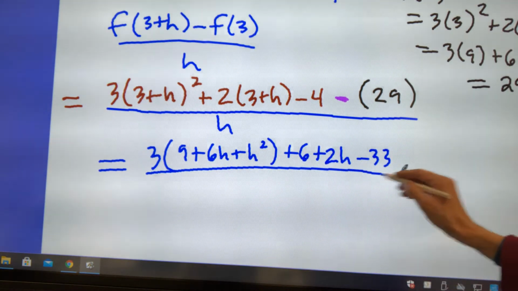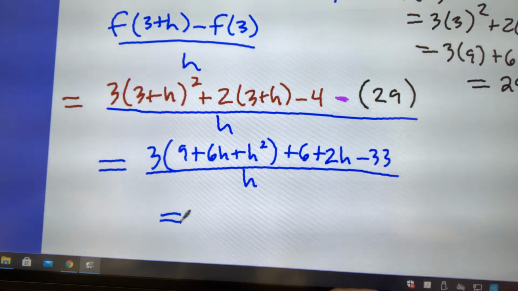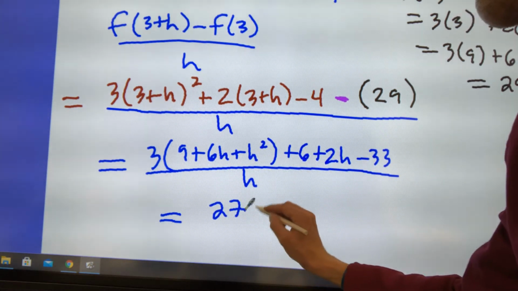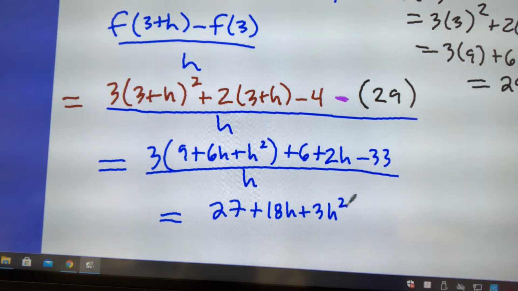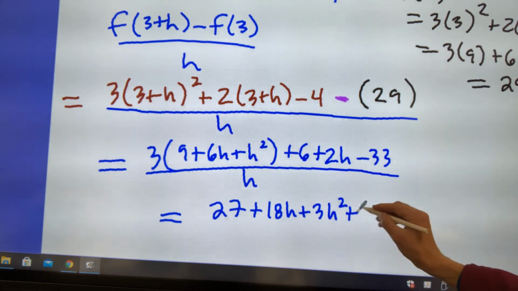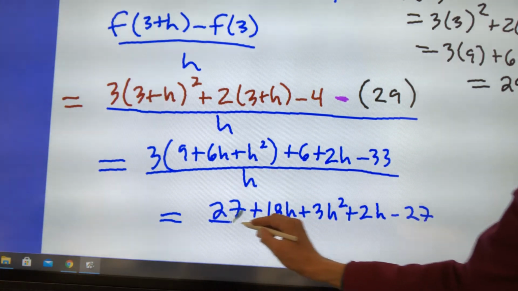Divided by h. All right, equals again. Distribute: 27 plus 18h plus 3h squared plus 2h minus 27. Guys, the constants always cancel. Always. Now you have to show me that they cancel.